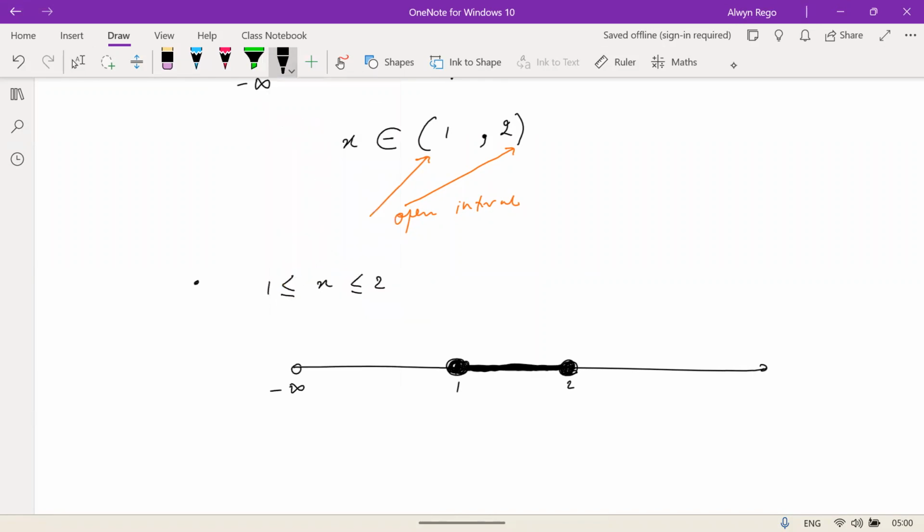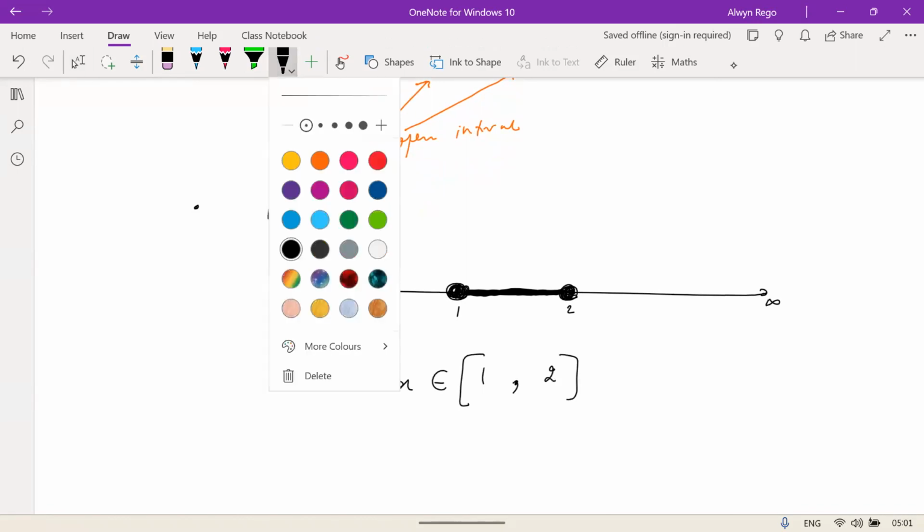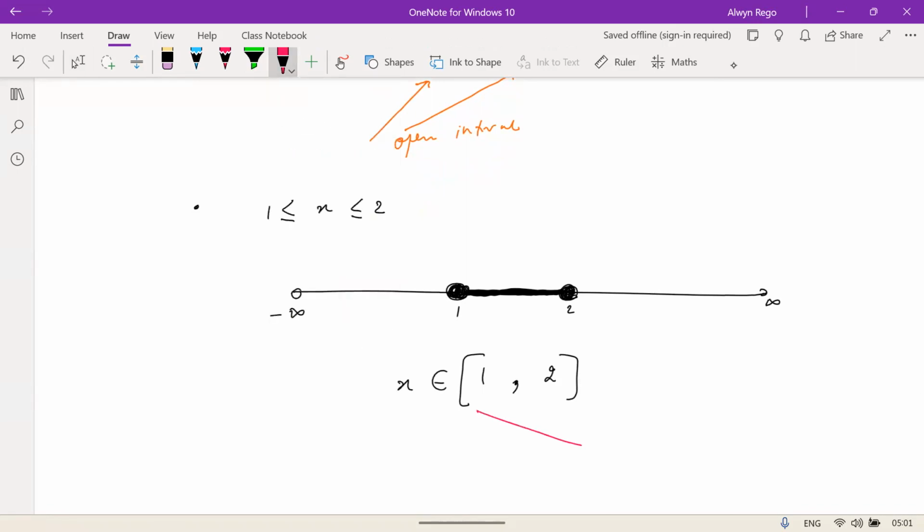That's called the open interval. Sorry, that's called the closed interval. I will write as x belongs to closed 1 and 2. So the square brackets indicate it's a closed interval. When you draw these square brackets here, it shows that you are talking about the interval where all infinitely many values are included, and including the end values. This is called the closed interval here.